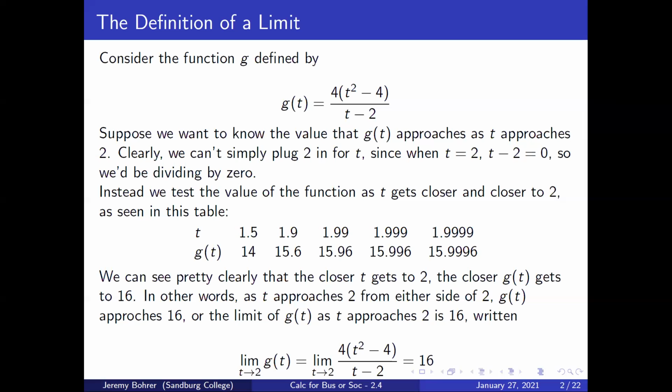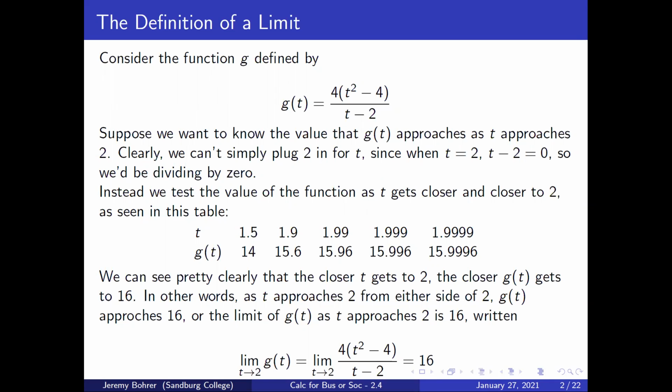Instead, we test the value of the function as t gets closer and closer to 2, as seen in this table. When t is 1.5, g of t is 14. When t is 1.9, g of t is 15.6. When t is 1.99, g of t is 15.96, and so on until when t is 1.9999, g of t is 15.9996. We can see pretty clearly that the closer t gets to 2, the closer g of t gets to 16.